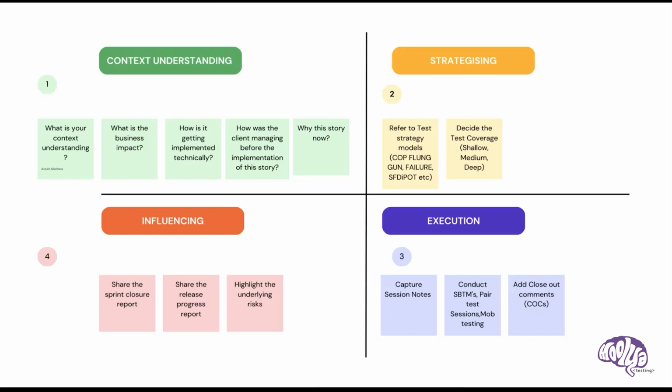So if I start with context understanding, in our project, this is a sprint level framework, so we implemented this at sprint level. Whenever we start working on an epic or a user story, first we try to answer these five questions. First: what is your context understanding? Basically, what is this ticket about, this epic or this user story? Do you understand what it is? What is the business impact of this ticket? If we are developing this ticket and going to release it, what impact does it make?